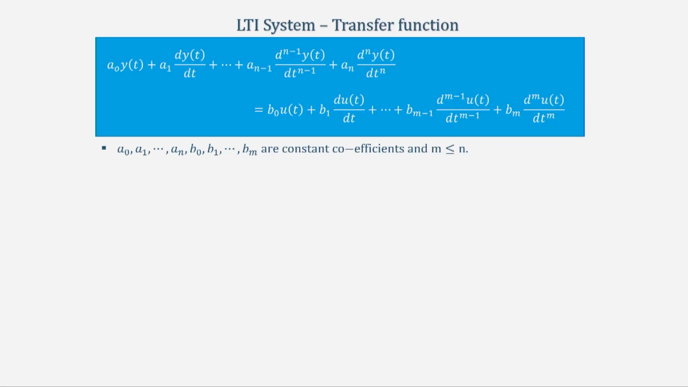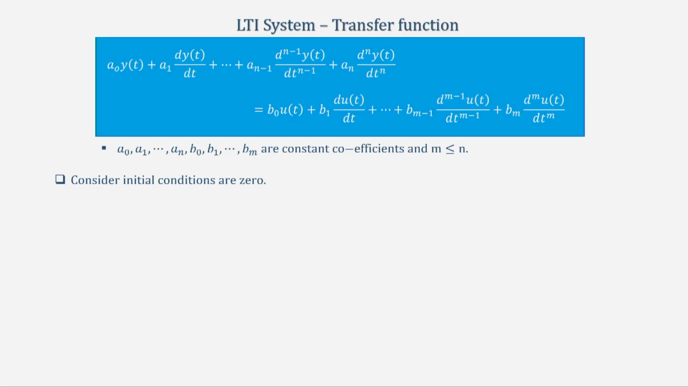Remember, this was the differential equation corresponding to the LTI system. The coefficients are constants here. This is a nice looking differential equation. M is less than or equal to n here, so that it becomes causal. Now we will assume, and this is a very important assumption, that the initial conditions are 0. That means y of 0 minus, dy/dt at 0 minus, everything is 0. Similarly for u also, these things are 0. So the initial conditions are all 0.